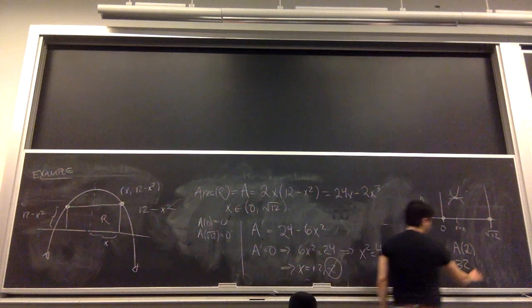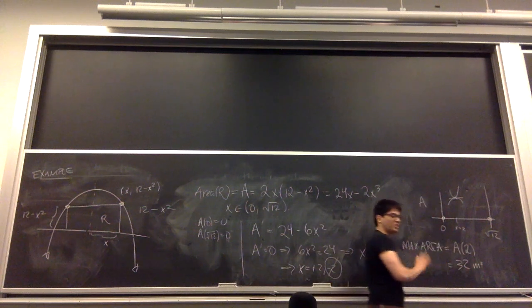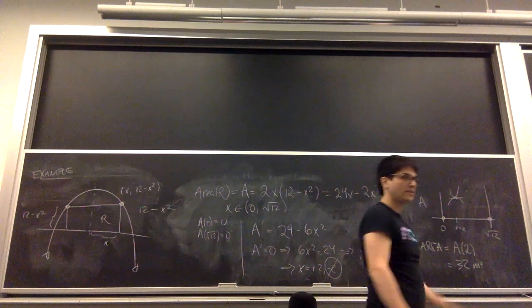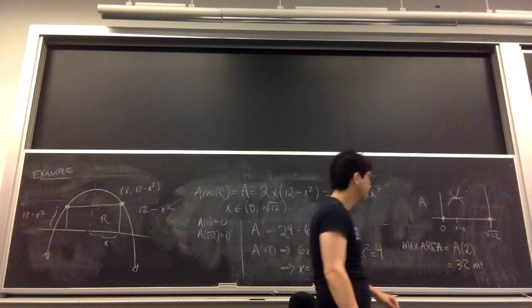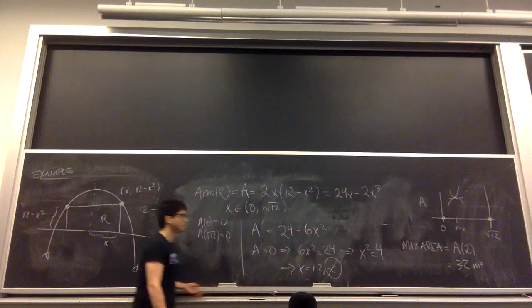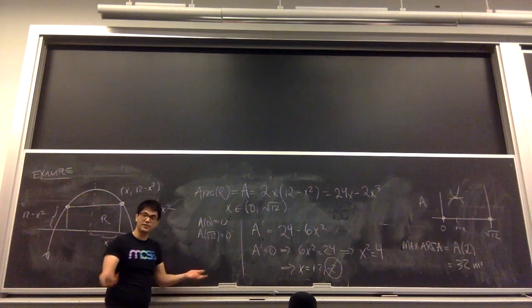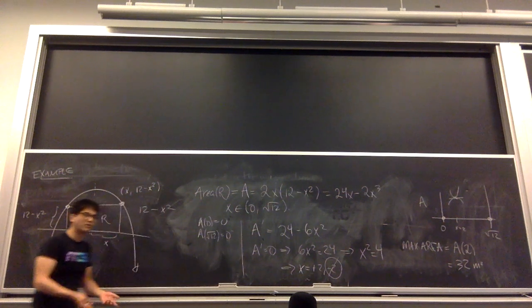I guess we should write meters squared. I don't care too much about the units. Is that a little bit better? Yeah. This one is a little bit simpler though because there's no constraint. So we have to do another one with a constraint.